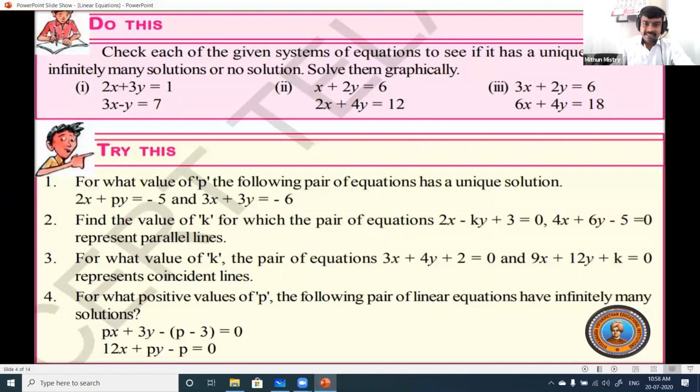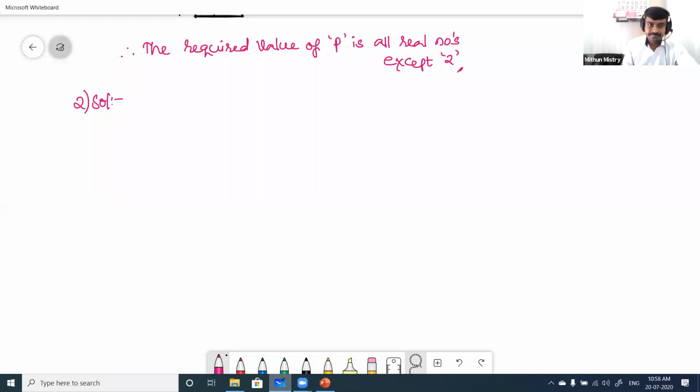2x minus ky plus 3 is equals to 0. Already I'm getting the answers. Good. Let me check. Given linear pair.